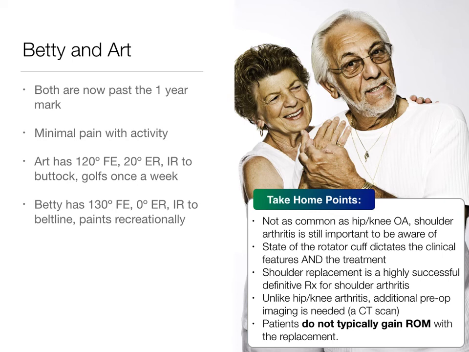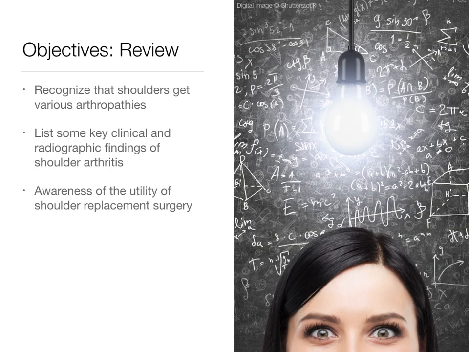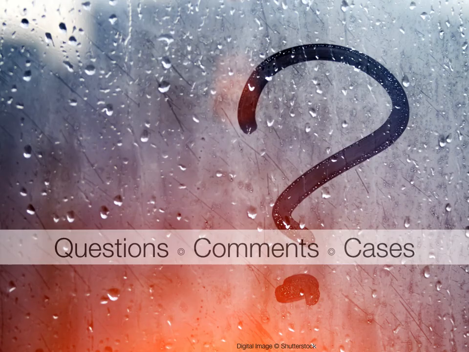Unlike hip and knee arthritis, additional preoperative imaging is needed, and patients don't typically gain a lot of range of motion with their replacements. If you're in primary care, the key here is to call this arthritis when you see it and to know that effective treatment options exist. This is really rewarding surgery and adds materially to patient quality of life, but only if they get referred.